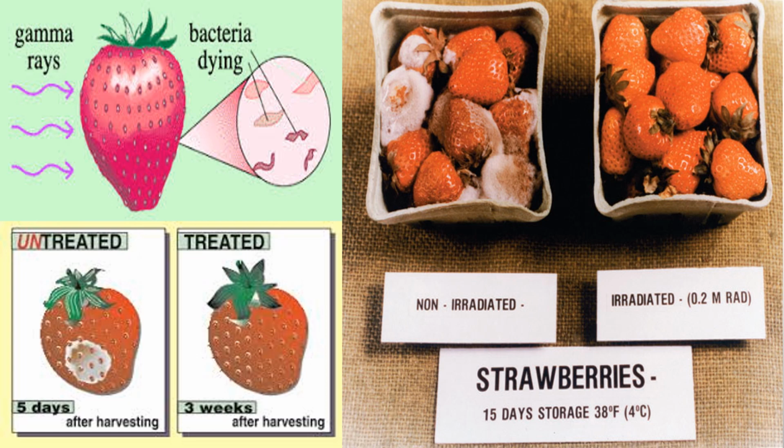There are pictures where you can see the strawberry or the foodstuff which was untreated. It has fungus growing within 5 days of harvesting. Whereas when you're irradiating it, or passing radiations through it, it remains fresh even after 3 weeks of harvesting. The same thing is shown on the right hand side. You can see there is fungus growing and the foodstuff is getting spoiled where radiations were not used, and where radiations were used, the foodstuff remains fresh for a long period of time. So radiations of isotopes can be used for preservation, or can help to improve the shelf life of foodstuffs.